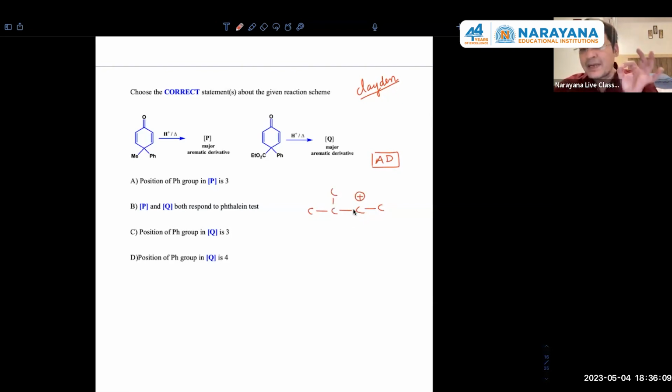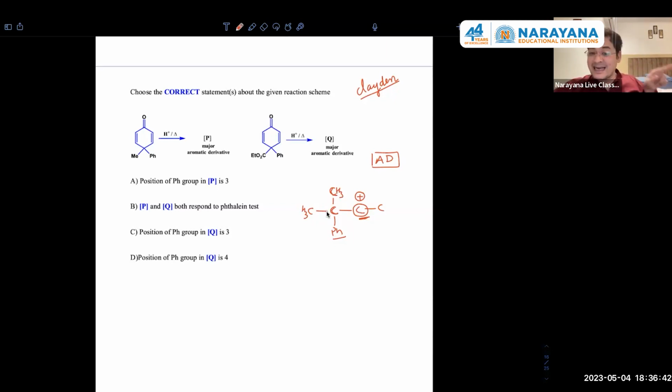we always simply check that the next cation should be better than the previous one. That is the very simple thing. Suppose in this cation, if I want to do migration, the next cation should be better than the previous one. Whether I migrate methyl or I migrate phenyl, in both situations, the new cation will be better than the previous one. So don't think that the next cation is less stable. The next will become more stable.